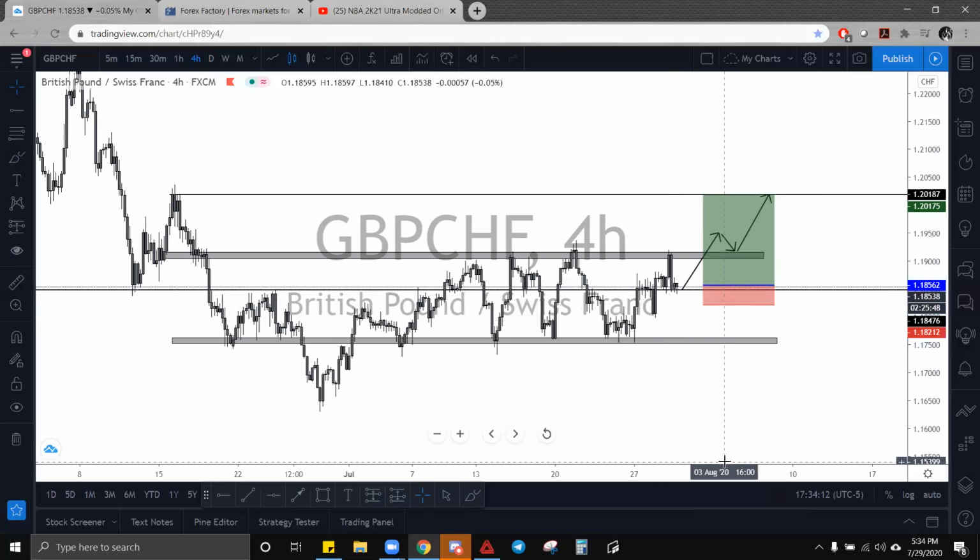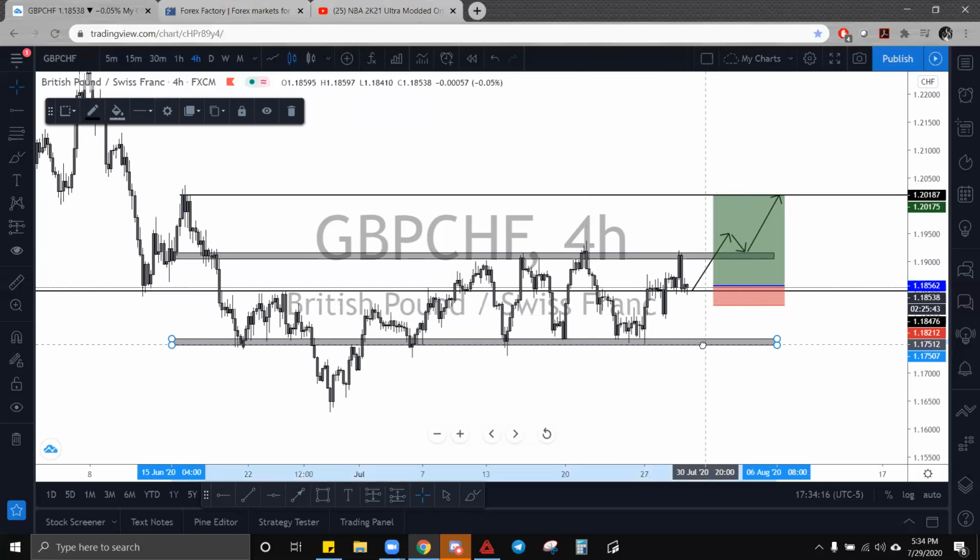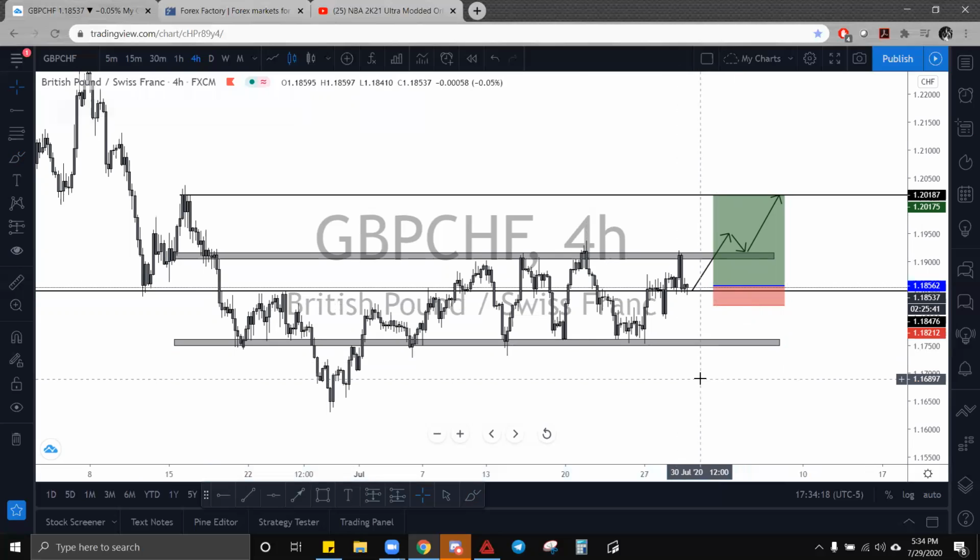Man, I really need to mark up my charts the way you do with zones and support and resistance. That makes so much sense.